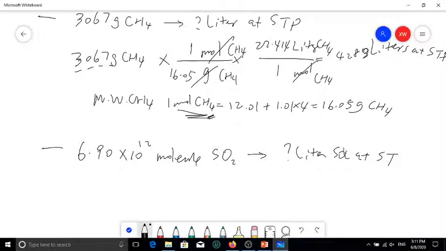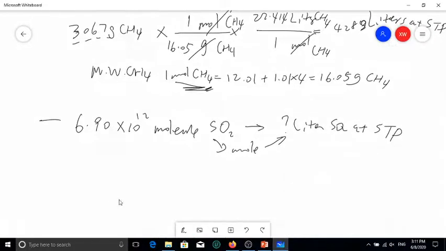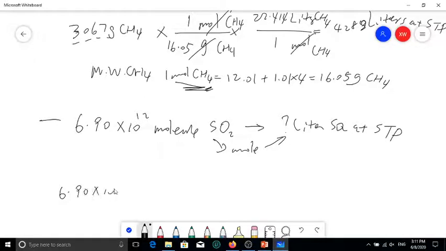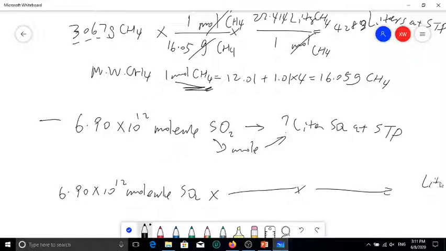This is a gas. So this is going from molecules to liters of STP gas. Again, you have to go through the mole as the intermediate. 2 steps. By starting, put down 6.90 times 10 to the 12 molecules SO2. 2 steps. At the end, you should get liters at STP.